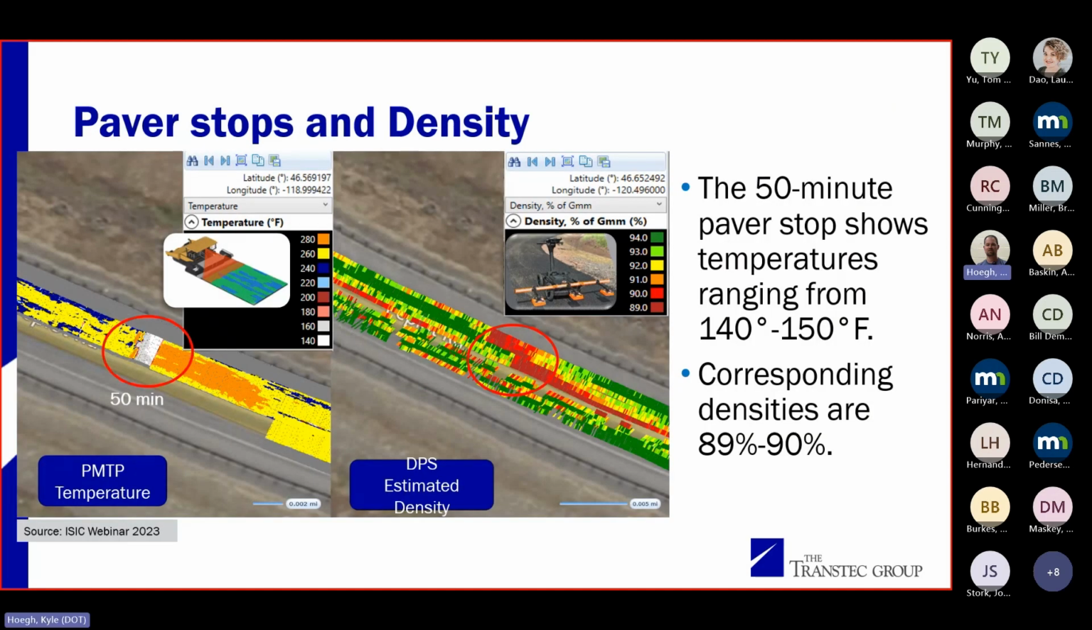Again, with paver stops, here's another example of how it's going to affect your density. If you're on a paving project and there are a lot of paver stops, that's a problem. How do we mitigate that? How do we improve our paving practices to stop less? I know it's an issue. Trucking is tricky, traffic is tricky. We know there are some things to overcome there, but the big thing is that we know how much this is affecting the quality.